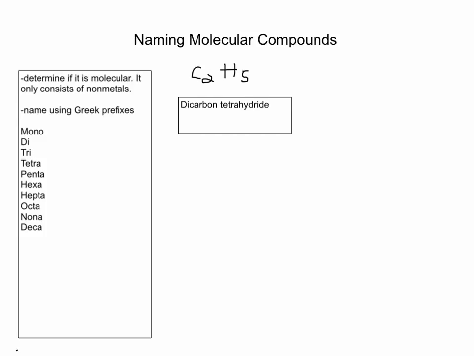Notice that the naming works just like the ionic compounds in that the element at the end of the compound gets an "-ide" ending. So all of the other elements, maybe there's 3 or 4 elements in your compound, the only one that gets an "-ide" is the one at the end. Let's look at another example.